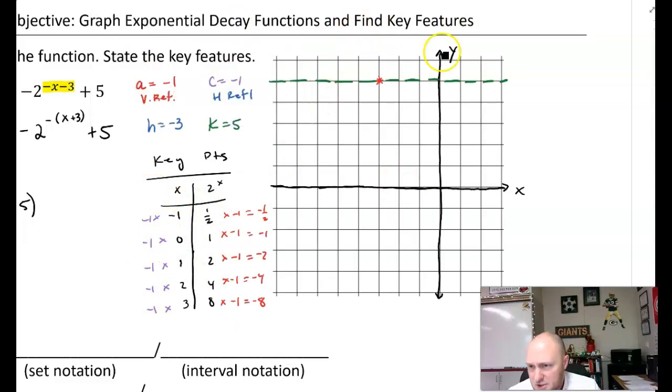So, okay, I'm at my pseudo origin. I'm going to plot my first point, left 1, up 1/2. Well, instead of going left, I go right, and instead of up, I go down. So right there's my first point. Instead of going up 1, I'm going to go down 1. Instead of right 1, up 2, I go left 1, down 2. Left 3, down 4. Left 1, 2, 3, down 8.